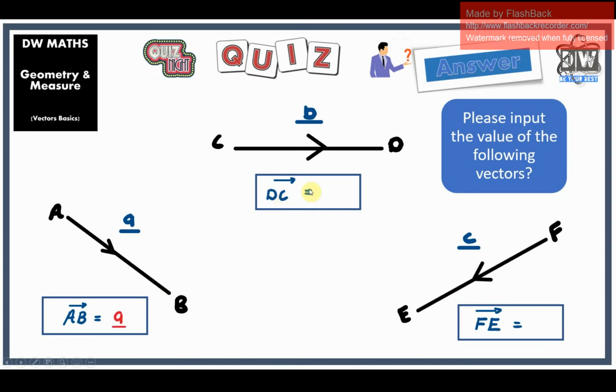We're going from D to C, so that's going to be minus little b. And the last one, we're going from F to E. We're going in the direction of the vector, so therefore we have little c.